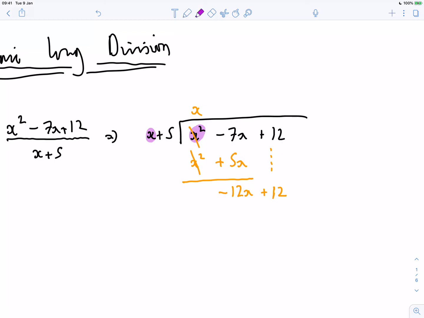So the next question becomes, x times by what will give minus 12x? Well, at the top, that needs to be a minus 12. And now we redistribute this minus 12 into here. So minus 12 times x is minus 12x, and minus 12 times 5 is minus 60. We do the subtraction again, so minus 12x and minus 12x cancel, and 12 minus minus 60 is 72. And we've now reached the end, so we stop.